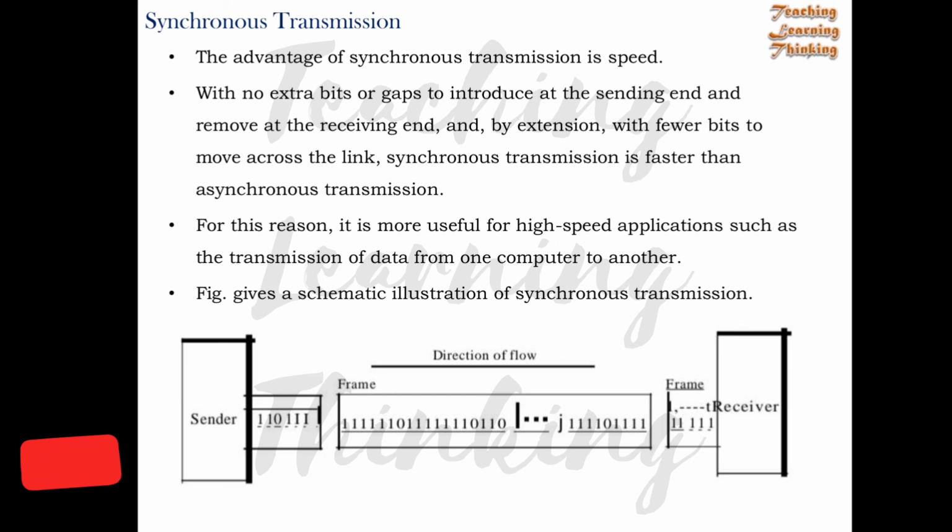For this reason, it is more useful for high-speed applications such as transmission of data from one computer to another. The figure gives a schematic illustration of synchronous transmission. There is a sender and receiver, and there are frames of data with no division between each byte. The receiver groups them into 8 bits as they come in. So timing is very important in synchronous transmission. This is all about the transmission modes.